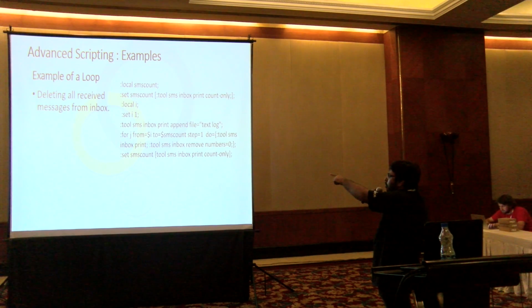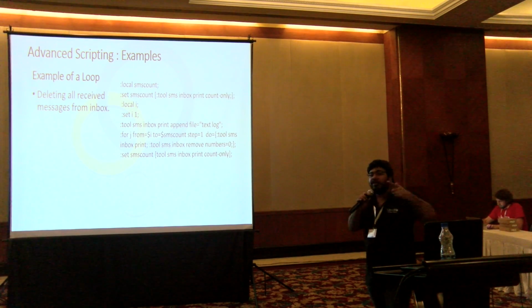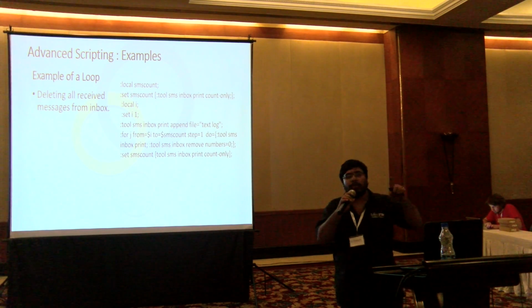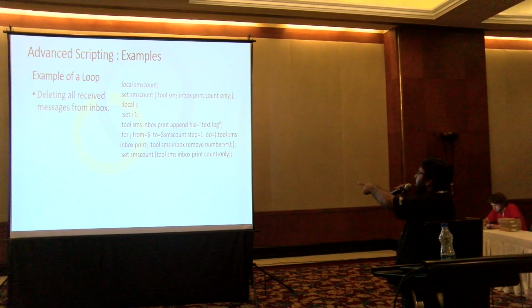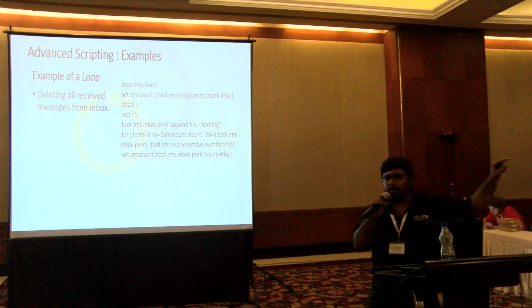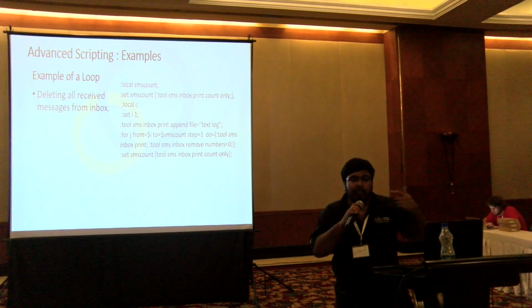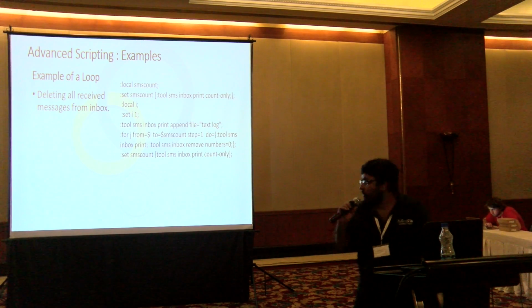We'll start a for loop from j is from I, that is 1, to SMS count. That means say you have 10 SMSs. So the loop will go from 1 to 10 times. And each time it will remove the number 0, the top one SMS from it. So it will remove all the SMSs one by one. Okay?